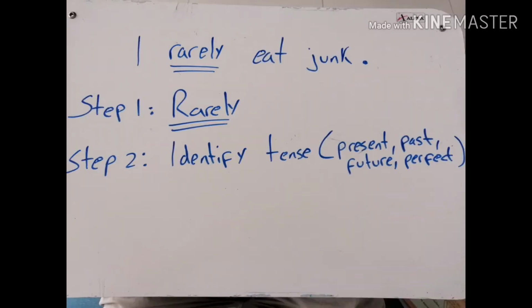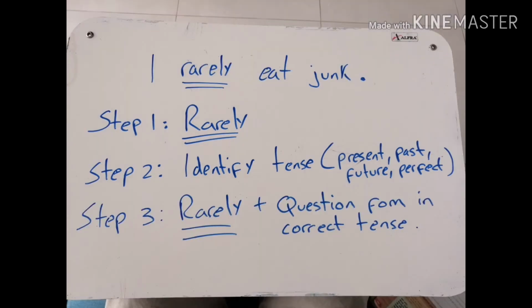For step 2, it's really important that we identify which tense we're going to use. Is it the present, the past, the future, or the perfect tense? Because this is going to determine how we're going to change our sentence. In this example, the sentence is clearly in the present tense. So this is what we're going to use as our base to construct our inversion.